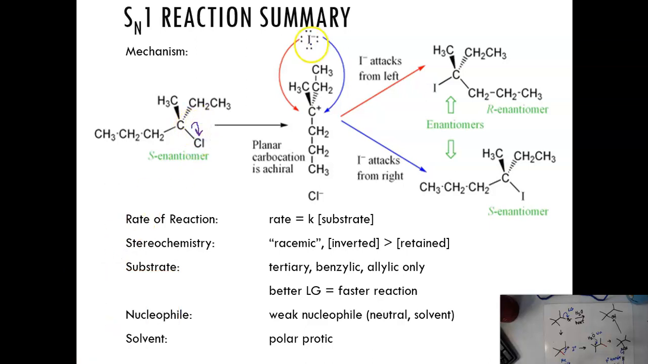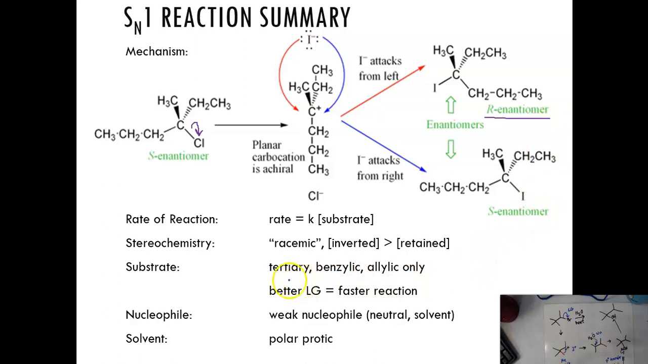Our nucleophile here can either attack from the back side, giving us the inverted R enantiomer, or it can attack from the front side, giving us the retained stereochemistry, so it still has that S configuration. The rate of reaction is first order, only depends on the substrate. Our stereochemistry is racemic, but in quotes, meaning that our inverted product, for this example, would have a slightly higher concentration than our retained.